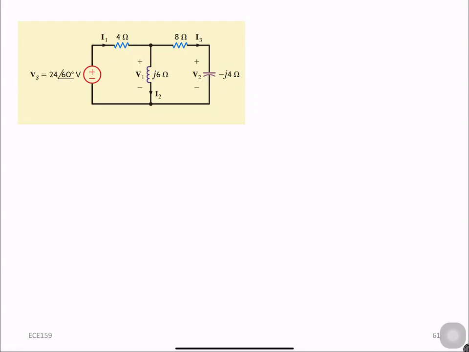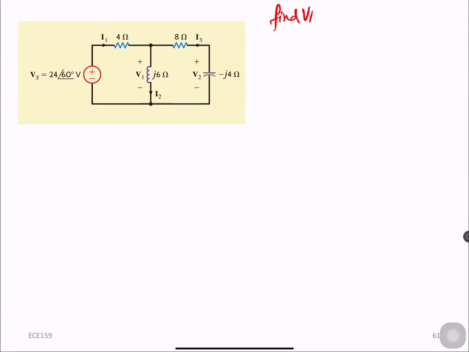Because your voltage is given in phasor. The phasor representation of voltage is given as Vs. You have two resistors, an inductor. The impedance for the inductor is already given, J6, and the impedance of a capacitor is already given to you. So what you are being asked is to find out V1, right? Find out V1.